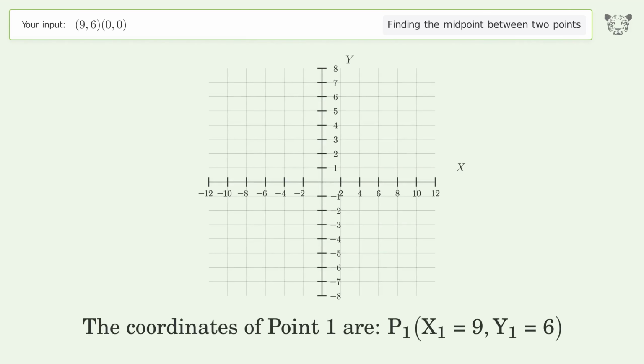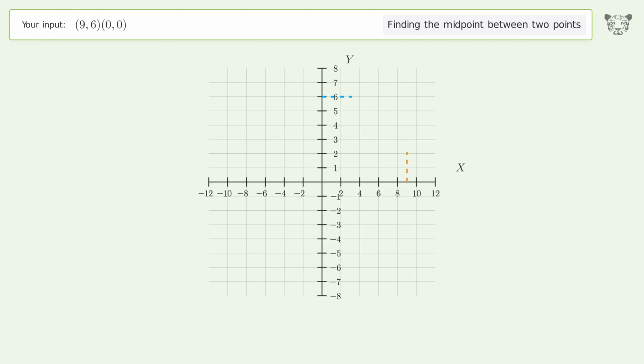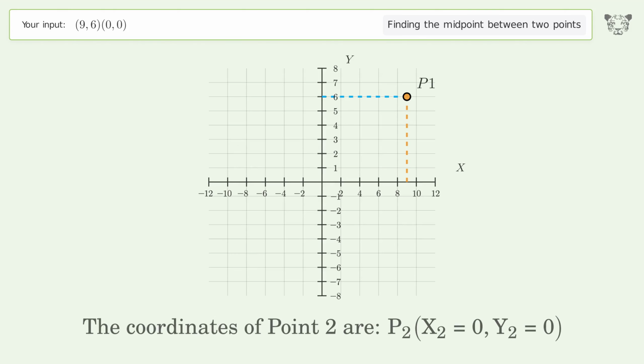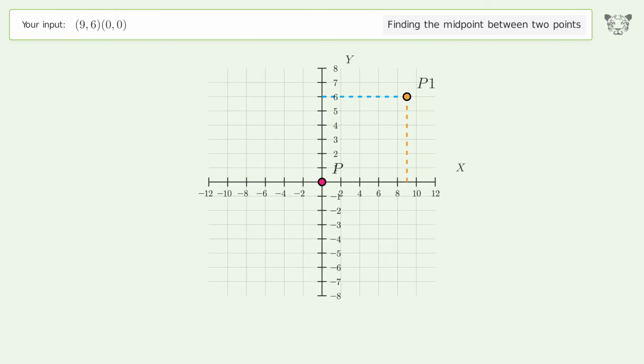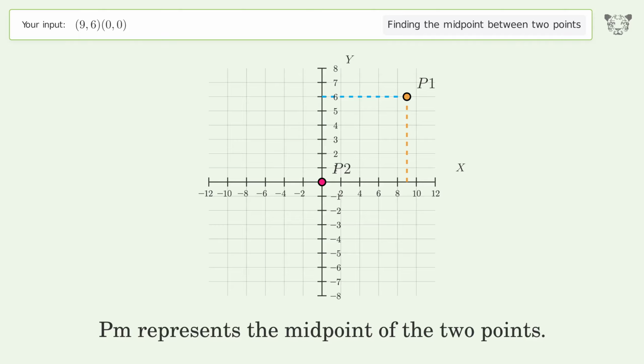The coordinates of point 1 are x1 equals 9, y1 equals 6. The coordinates of point 2 are x2 equals 0, y2 equals 0. PM represents the midpoint of the 2 points.